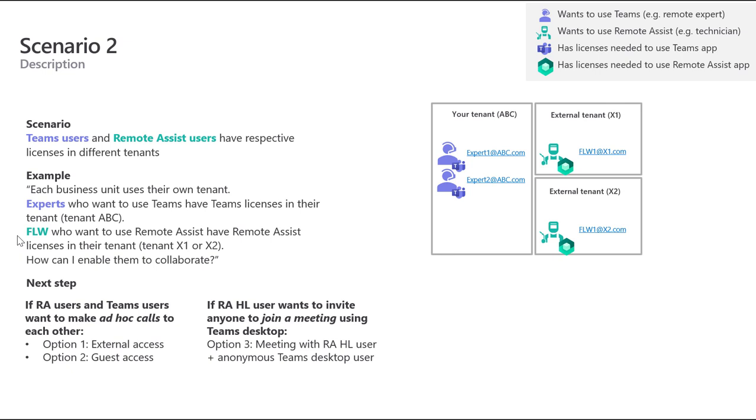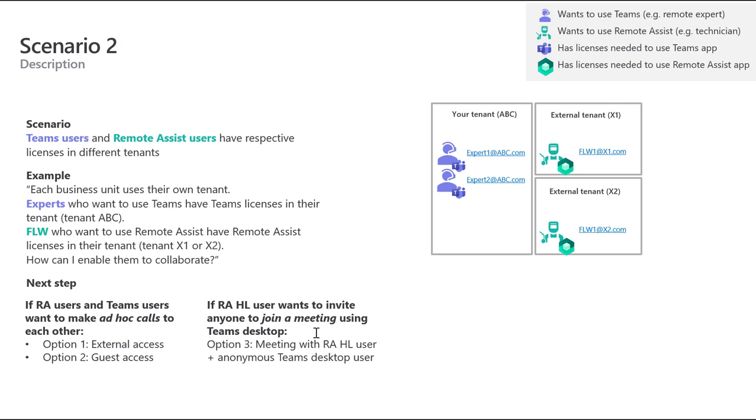So in terms of next steps, it's first important to understand that there are 2 ways for Remote Assist and Teams users to be in a call together. So either one party makes an ad hoc call to the other, or both parties join a meeting together. Today, any Remote Assist user, either on mobile or on HoloLens, can be in an ad hoc call with any Teams user. They can be using the Teams mobile app or the Teams desktop app. But for meetings, only a Remote Assist HoloLens user can be in a meeting with a Teams desktop user.